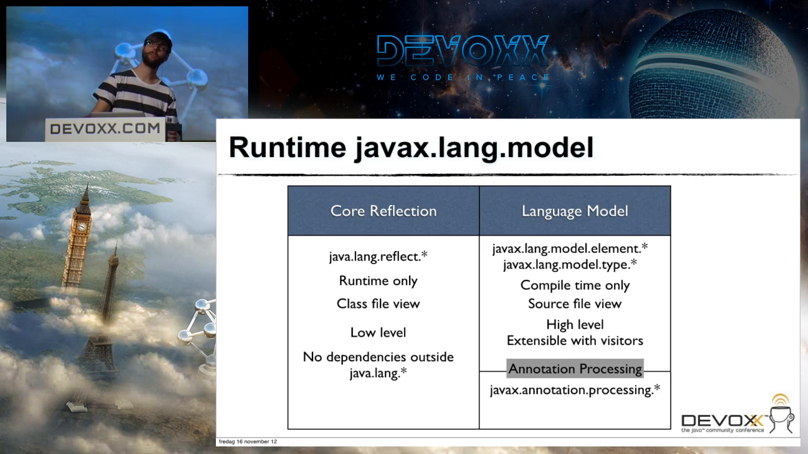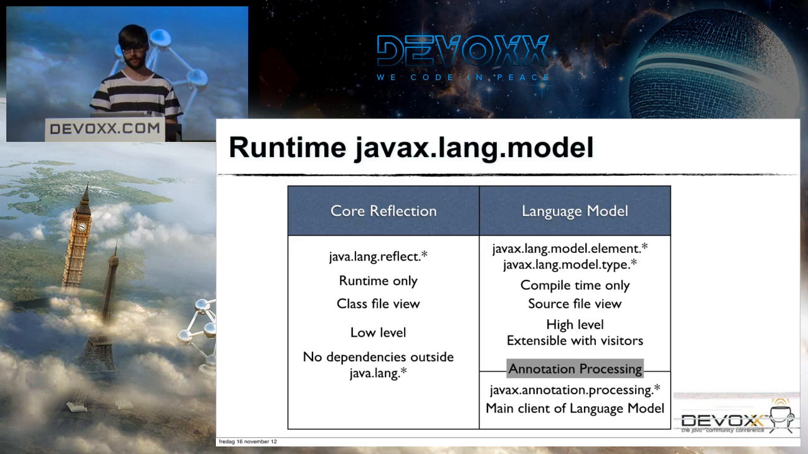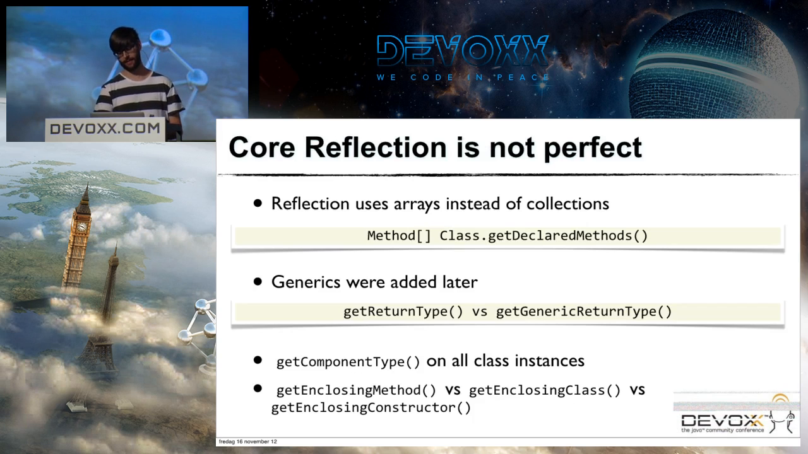Currently, the language model is mostly used for annotation processing. Annotation processing lives in javax.annotation.processing, and it is the main client. Currently, actually, it is the only way to get into the language model API, but we want to change that.